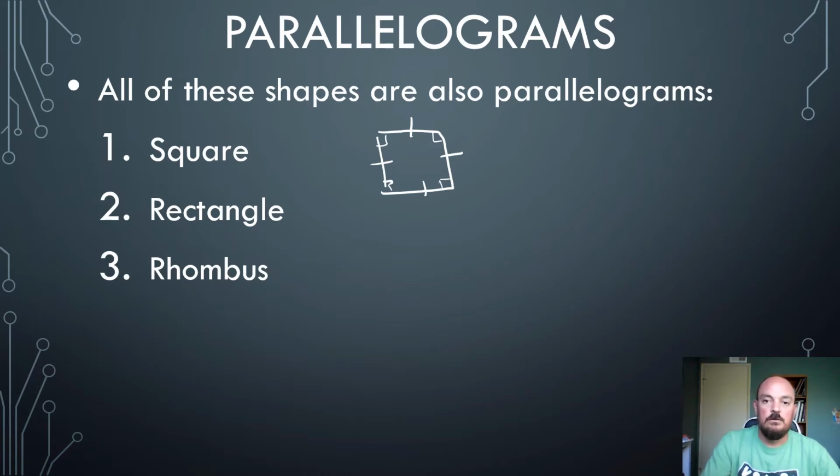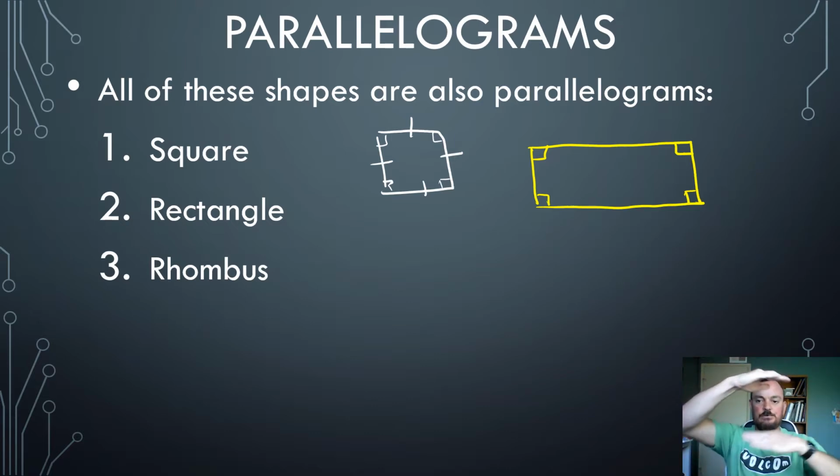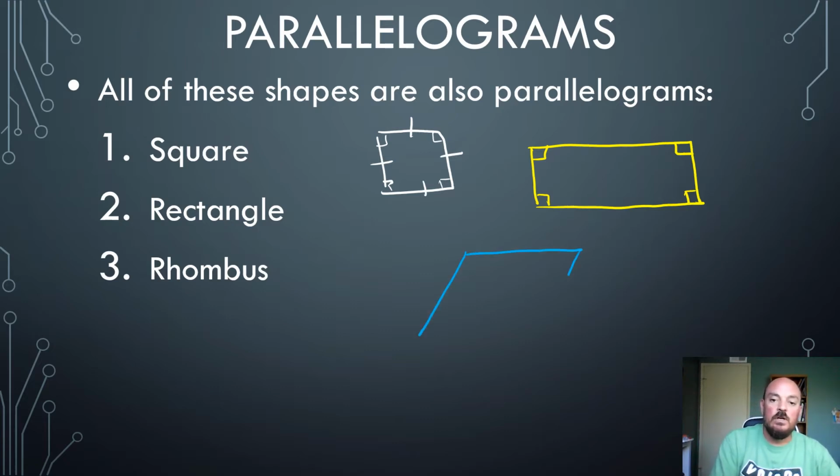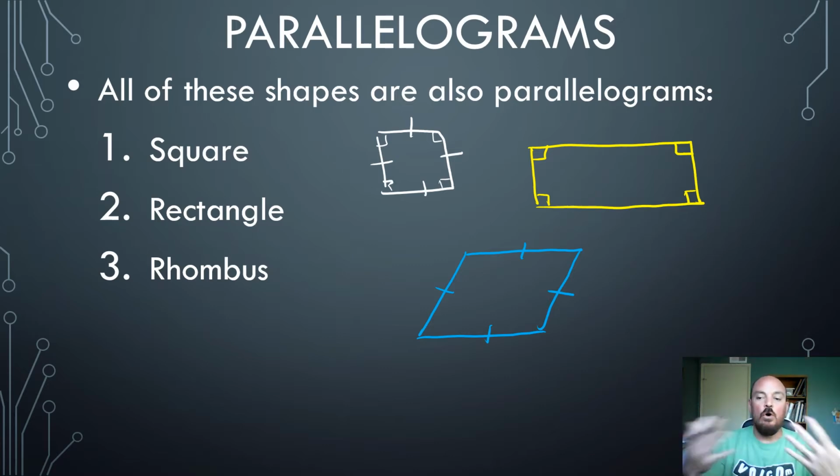Now a rectangle is like a square in that it has right angles, but the sides are not necessarily the same length. But again, top and bottom are parallel, left and right are parallel, so it counts as a parallelogram. Now the last one was a rhombus. A rhombus is one where all four sides are the same, like a square, but the angles are not necessarily right angles. And it ends up being top and bottom parallel, left and right parallel. So basically all four of these shapes count as parallelograms, and to find the area of any one of them, we're going to use the same formula.